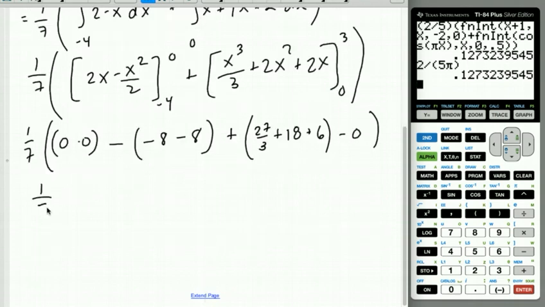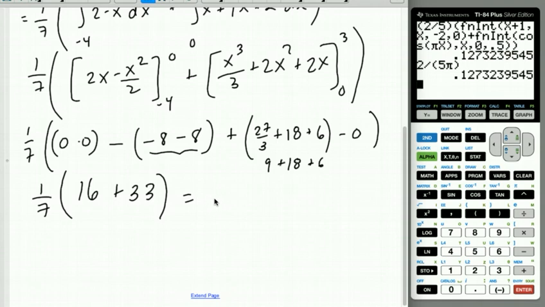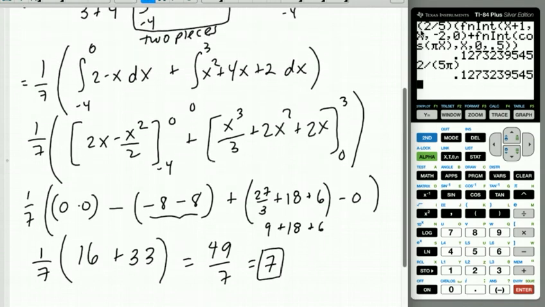So I end up getting a 1/7. Inside my parentheses, this was a negative 16, but there's a minus in front, so it seems to be a positive 16. This was a 9 plus 18 plus 6, right? Which I'm pretty sure gives me a 33. So 16 plus 33, right? So I end up getting that this is 49 over 7, or just a 7, which we'll see if that pans out. And if it does, that's our third average value to magically come out to be a 7.